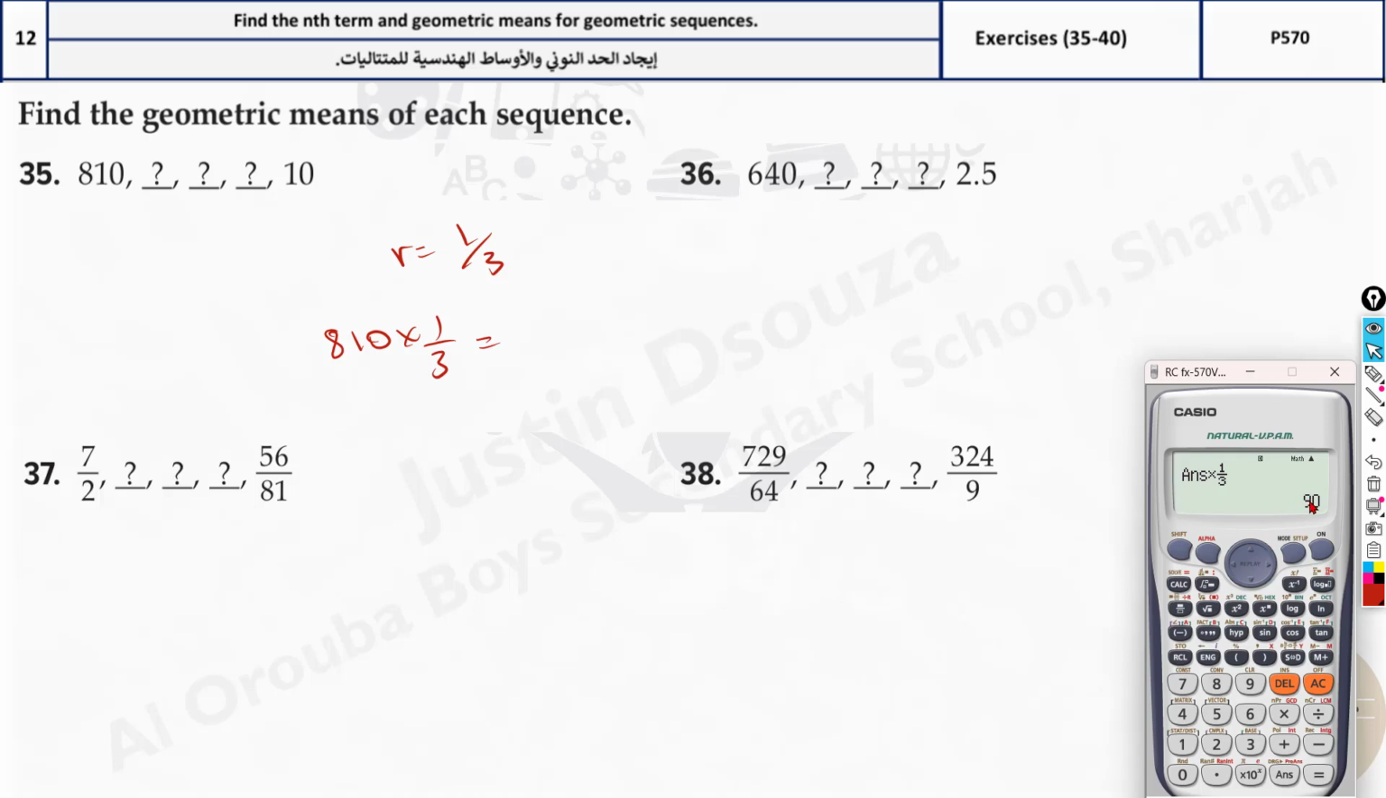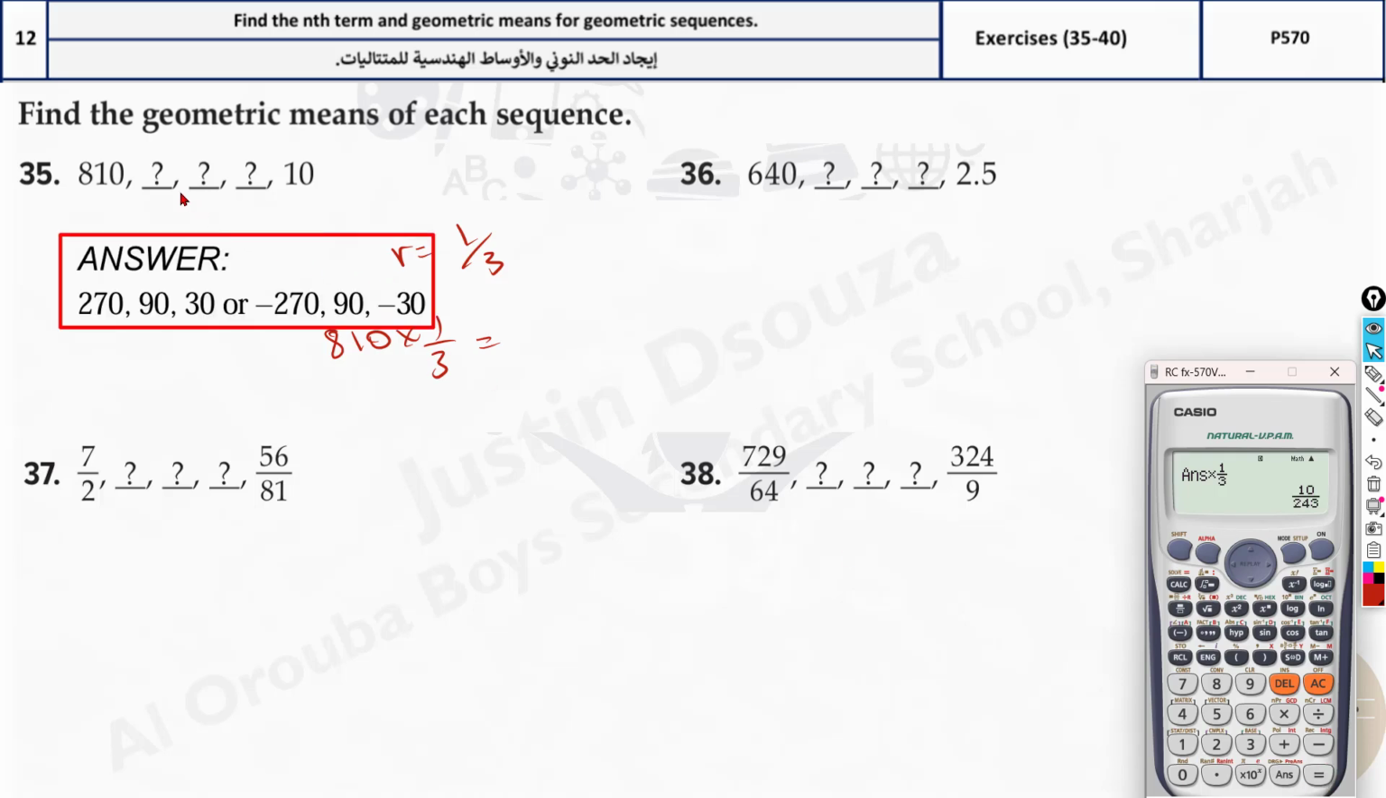Now 270, what we got, is saved as the answer. Now multiplied by that is 90. And then when you press again, now the answer is 90, you're getting 30, then 10. And the next terms would be so on and so forth. So here it's 270, 90, 30.